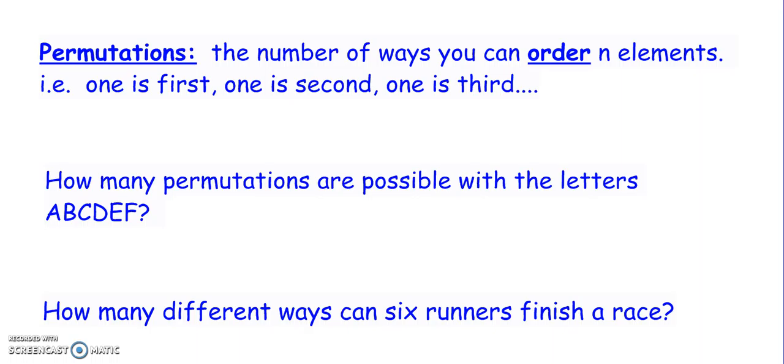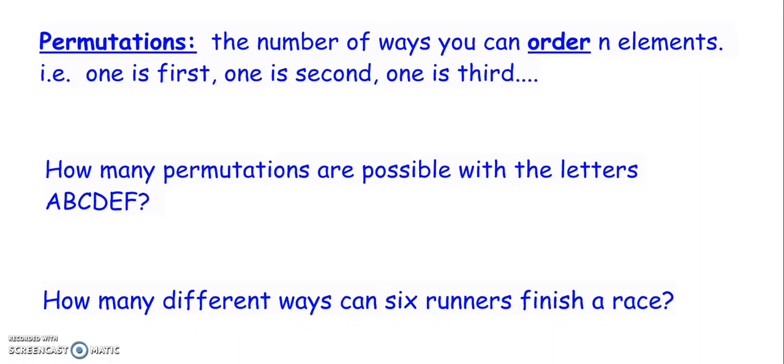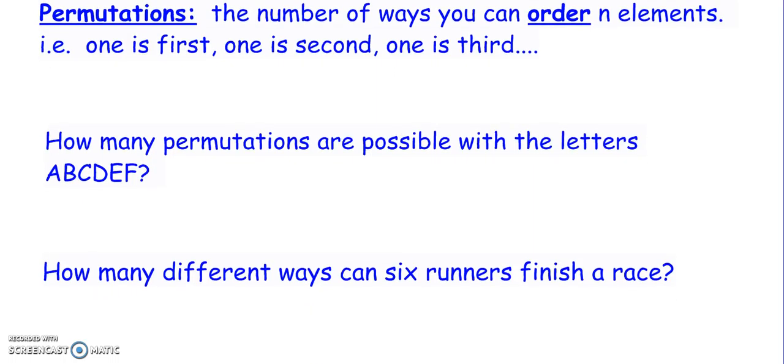That's saying how many different ways can you order the letters A, B, C, D, E, F. So you could think of that if you had 6 friends and you wanted to put them in a line, how many different ways could you line them up? You're putting them in order. If you had 6 books on a bookshelf, how many different ways could you order them? 6 different books. How many different ways could you order them on a bookshelf?